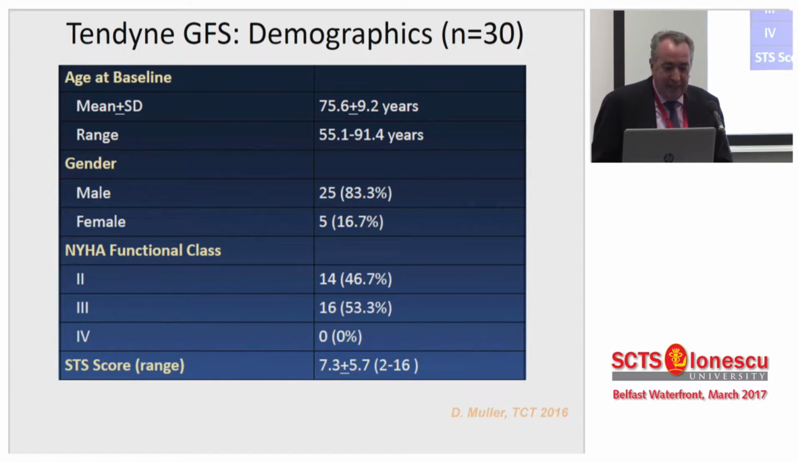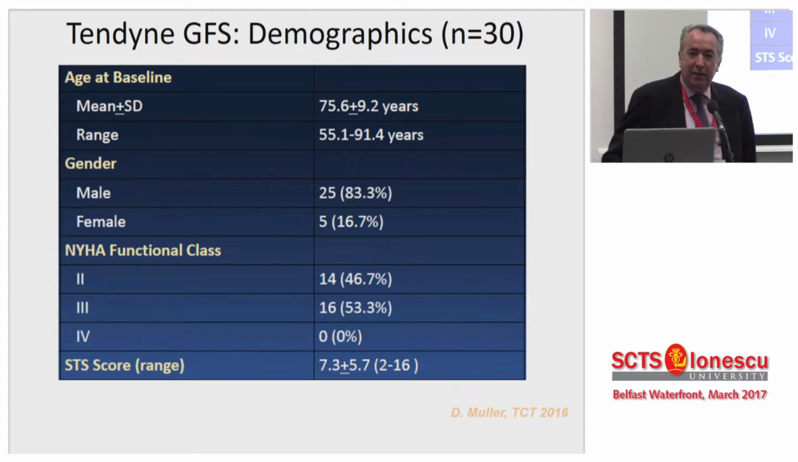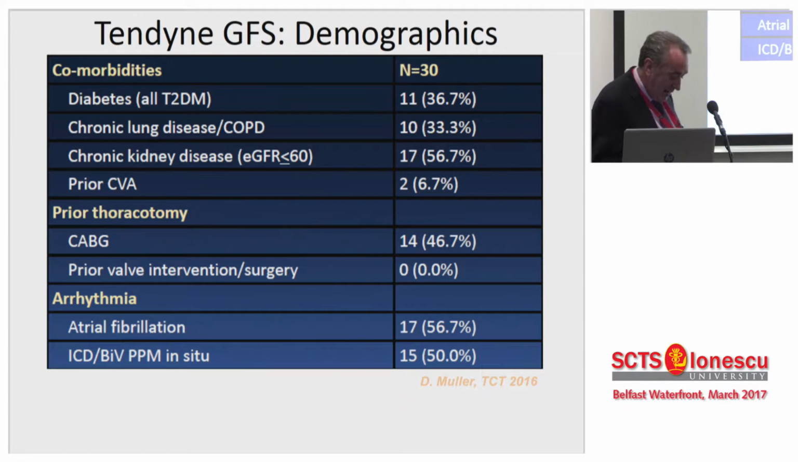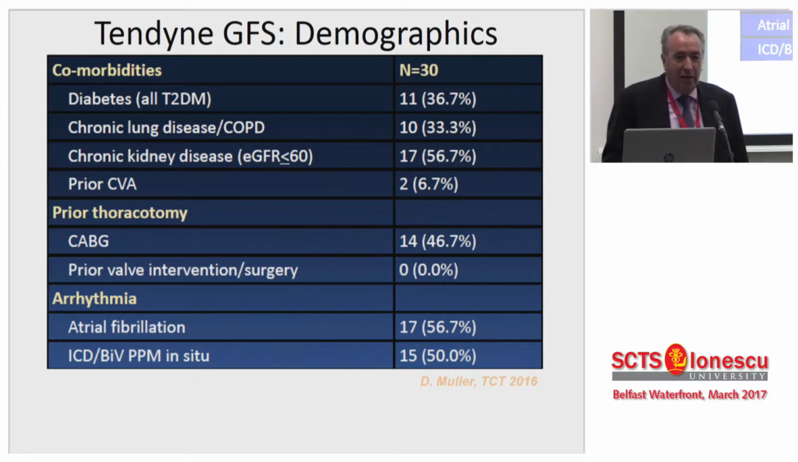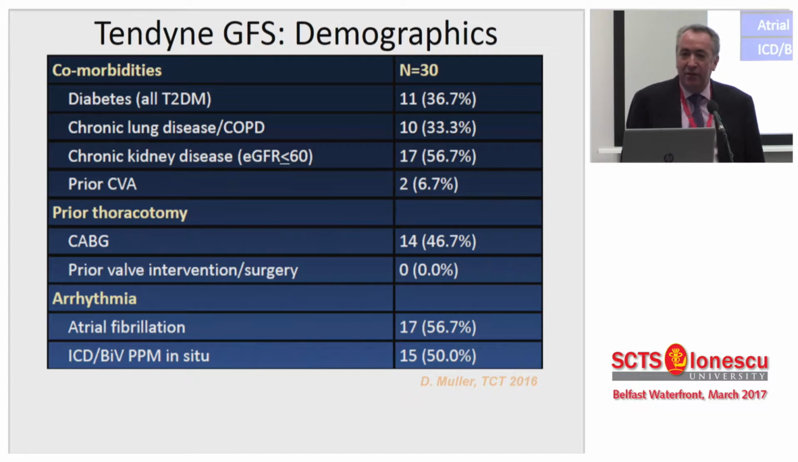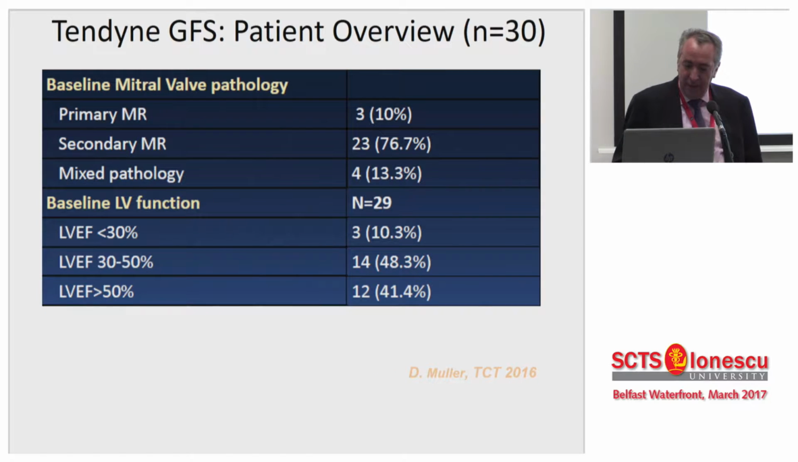This was some data from the global feasibility study presented at TCT last year. I don't want to go through them too much, but you see the age range is a bit younger than the typical TAVI age range. And see, half the patients almost have had previous coronary surgery, more than half in atrial fibrillation, half the patients with ICDs or biventricular pacing devices. So just a flavour of the kind of patients who are being treated.